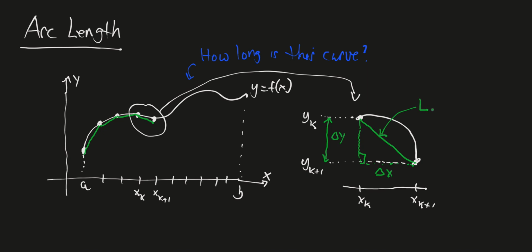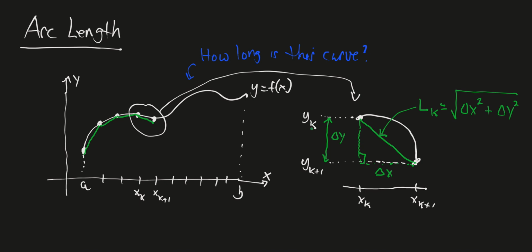I'll just say L sub k for this kth interval. The length of that line segment by Pythagoras: I have to square the length of the 2 shorter sides, add them together, and take the square root. So this is what Pythagoras says. It's the square root of delta x squared plus delta y squared.